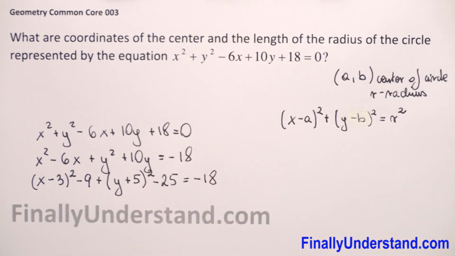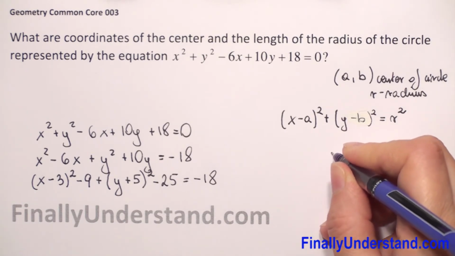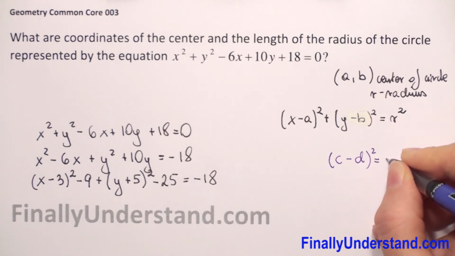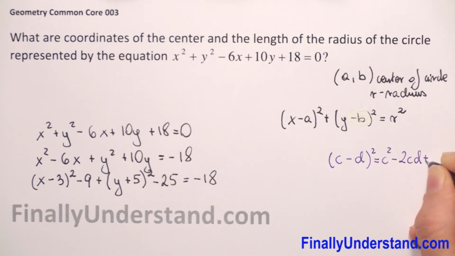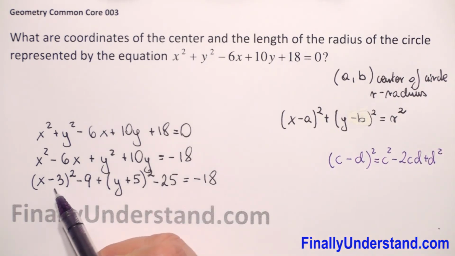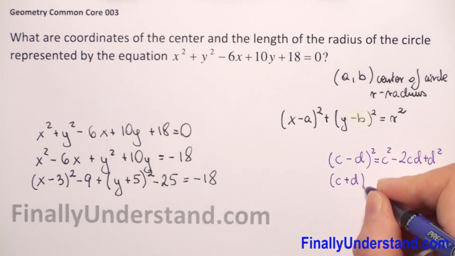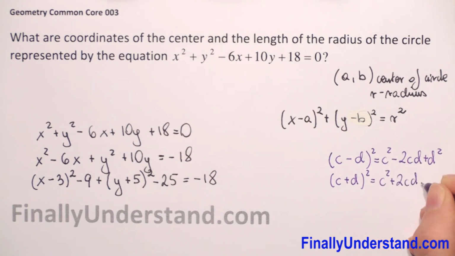Here I just use the formulas for the square of a sum and difference. When we have c minus d to the second power, this is equal to c squared minus 2cd plus d squared. For the first parenthesis, I just use this formula, and for the second, c plus d to the second power is equal to c squared plus 2cd plus d squared.